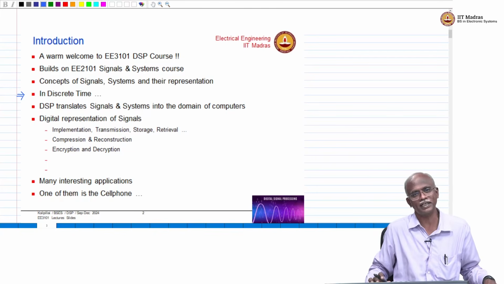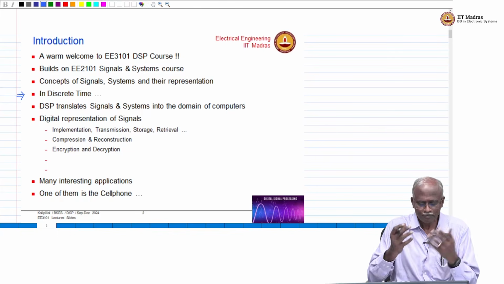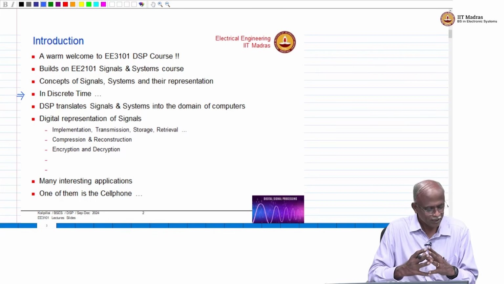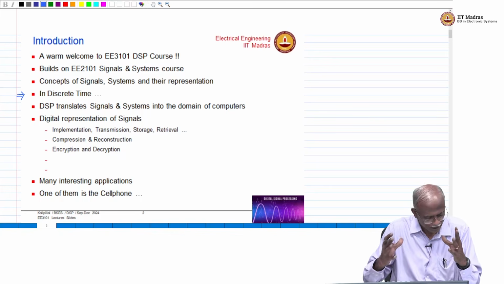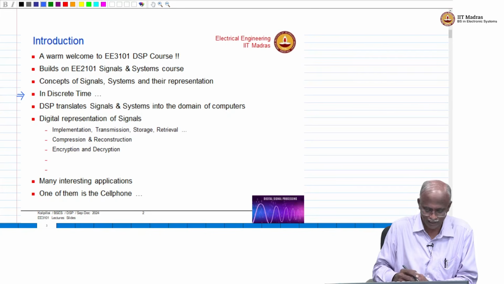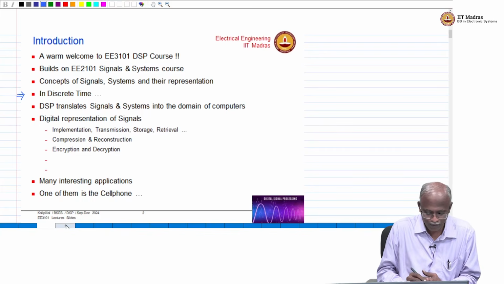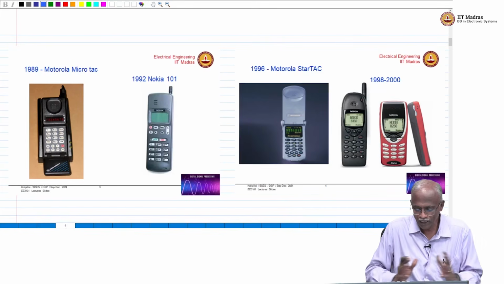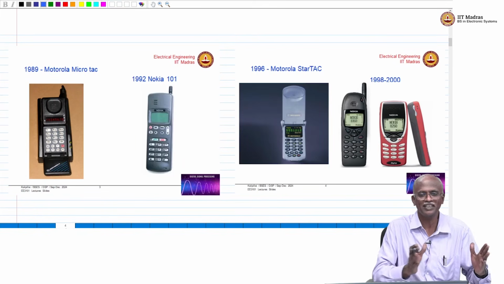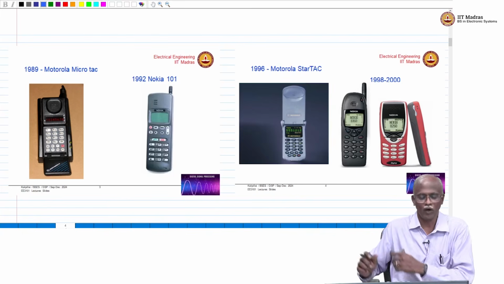Just to take one example, the cell phone. The cell phone that we use almost on a daily basis has a tremendous amount of signal processing going on in it. So let's take a quick look, just as a motivation for why we want to study this course. I've collected for you some phones which I have worked with in the last 30 years as I've been in the field of wireless communications, and have looked at the evolution of the cell phones.